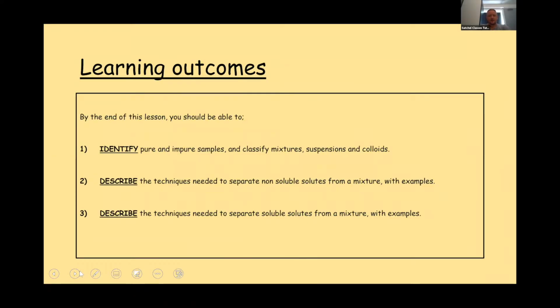Learning outcomes then. By the end of this lesson, you should be able to identify what makes pure and impure samples and classify mixtures, suspensions, and colloids. You should also be able to describe the techniques needed to separate non-soluble solutes from a mixture with examples, and then describe the techniques needed to separate a soluble solute from a mixture with examples.